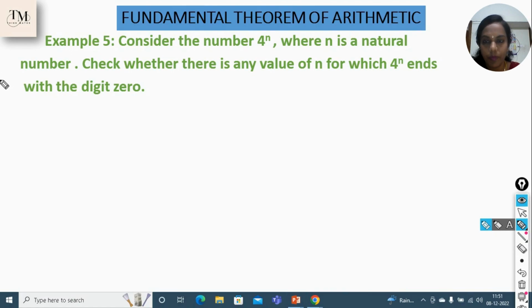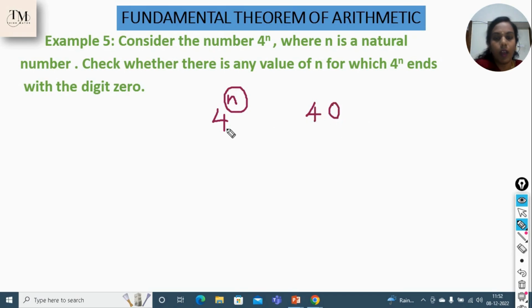Okay. So they have given the number 4 power n. Here n is a natural number, that is 1, 2, 3, 4, 5, counting numbers. We have to check whether for any value of n, 4 power n ends with the digit 0. Suppose 4 power n ends with the digit 0. That is, for any value of n, if we put any value, suppose we get the answer as 40.